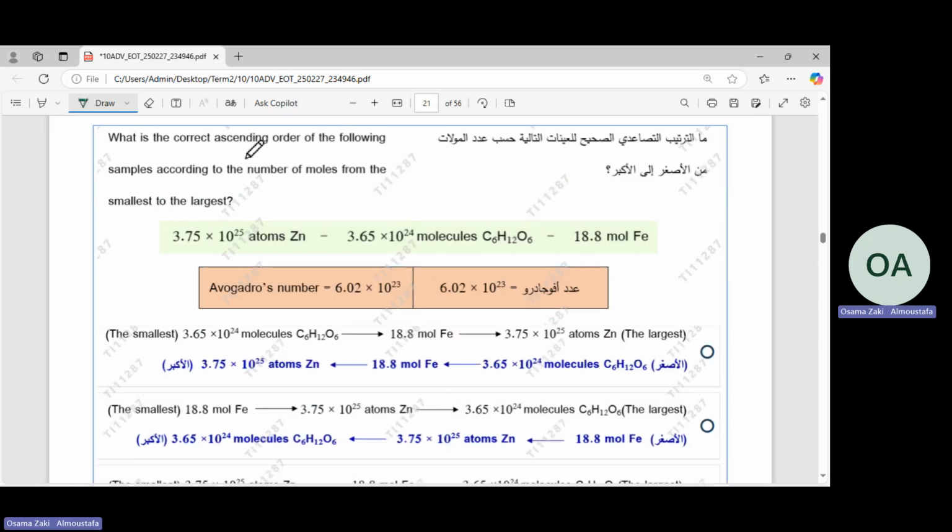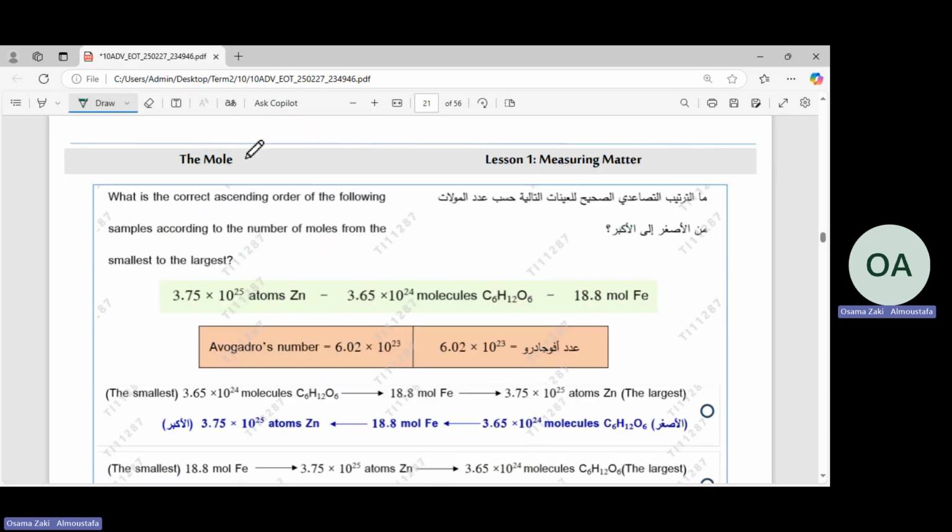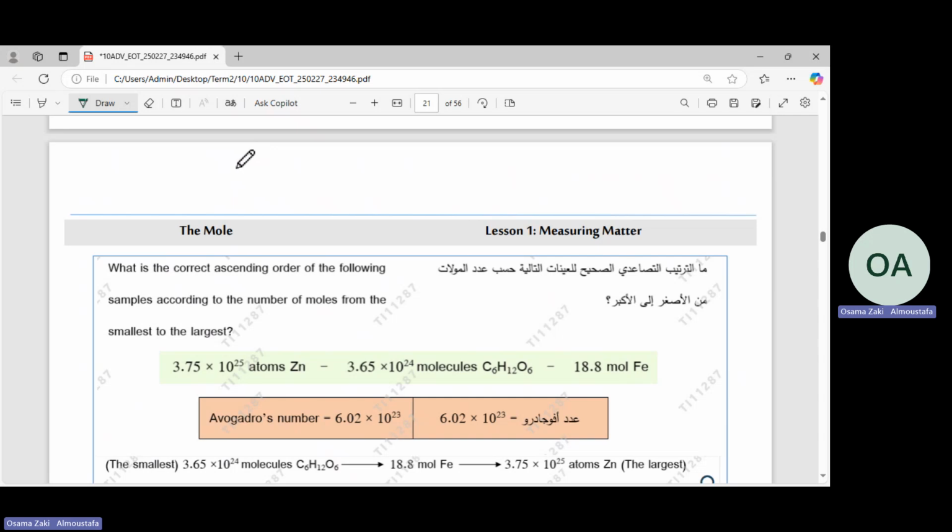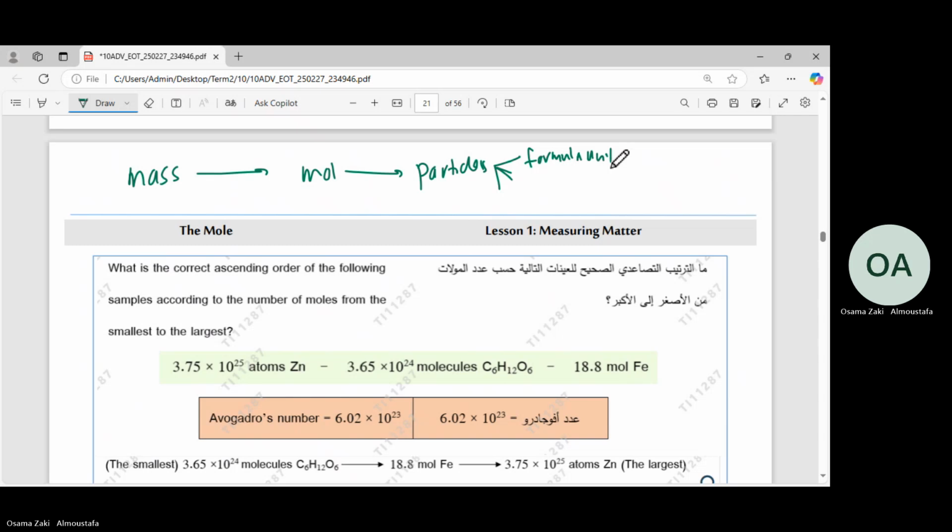Here is the second chapter, which is about the mole. The mole. Okay, so let's remember together how to convert from mole. We have mass, we have mole, we have particles. We have 4 types of particles here: formula unit, ions, molecules, and atoms.